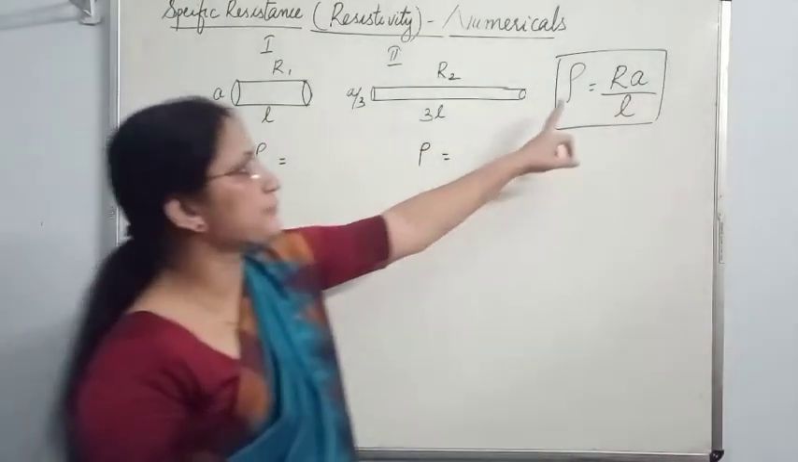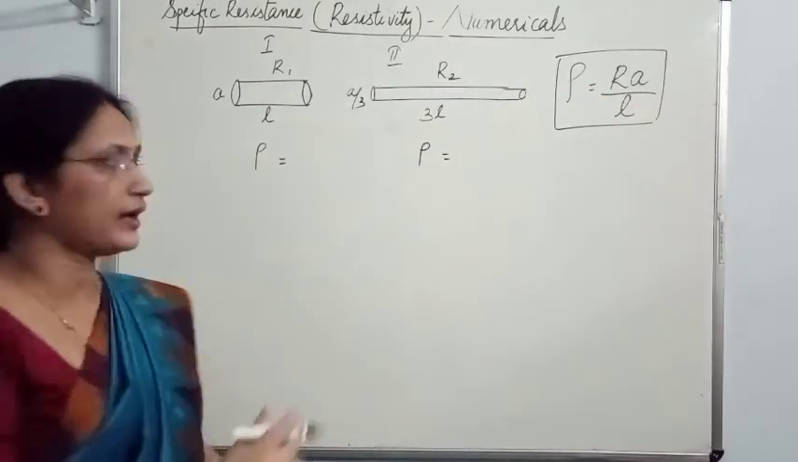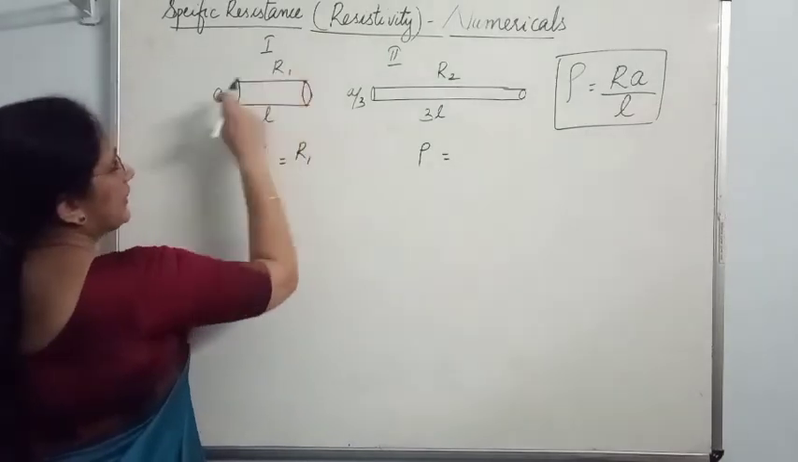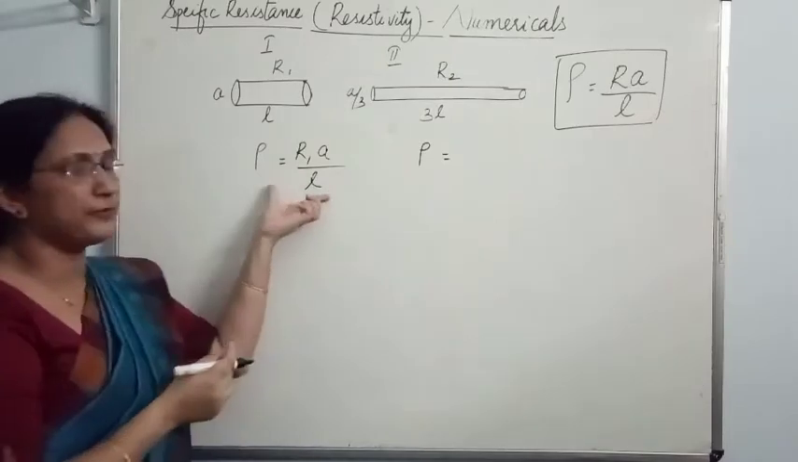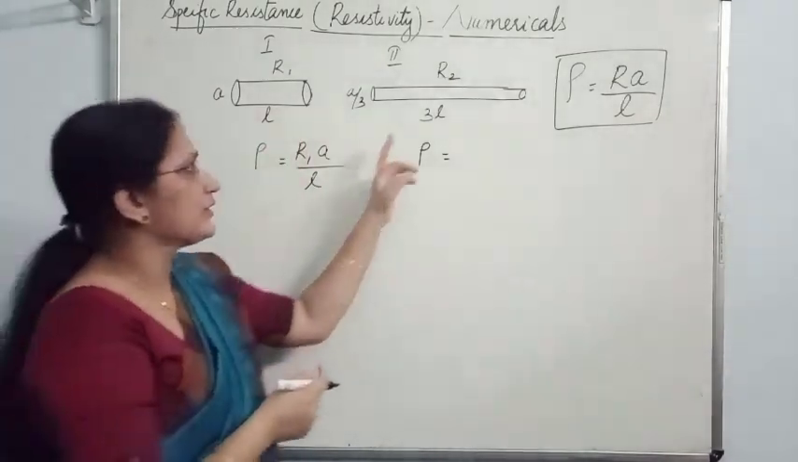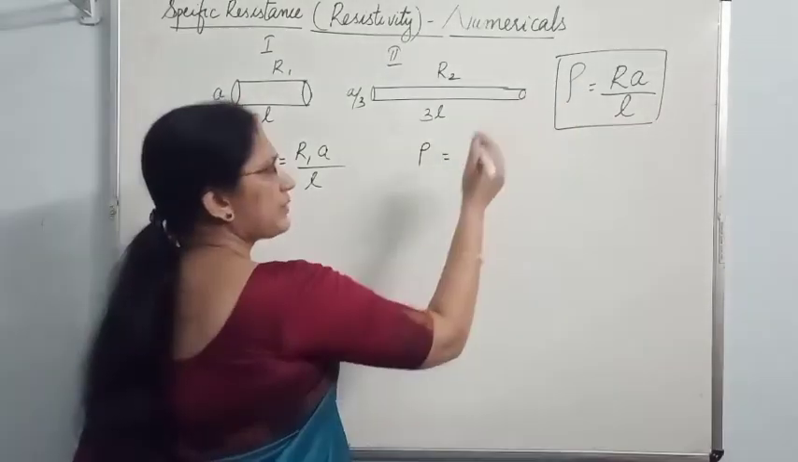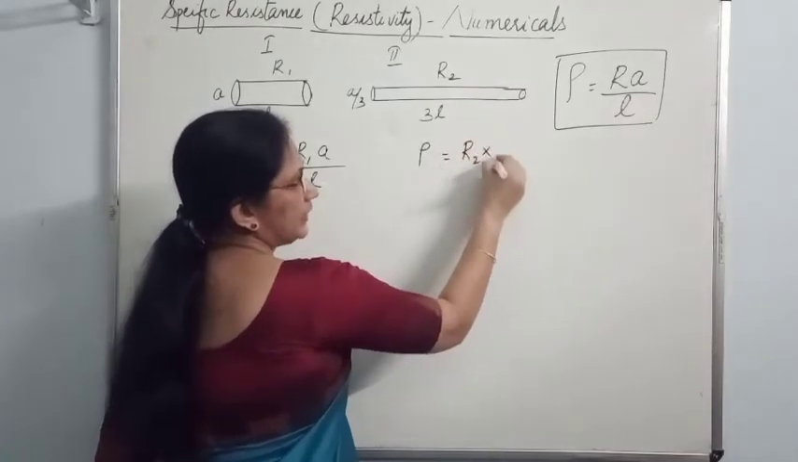What is the formula for rho or specific resistance? That is RA by L. So, here R is R1 into A by L. So, this is the formula for specific resistance of the first wire. Then, make a formula for specific resistance of second wire. Same application, R. Here R is R2 into A.